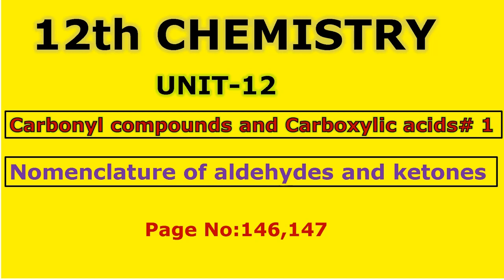In this presentation we are going to discuss Volume 2, Unit 12, Carbonyl compounds and carboxylic acids, Lecture 1. This is given on pages 146 and 147 in the second volume. The topic is nomenclature of aldehydes and ketones, common name and IUPAC name. Let us move into the video topic.